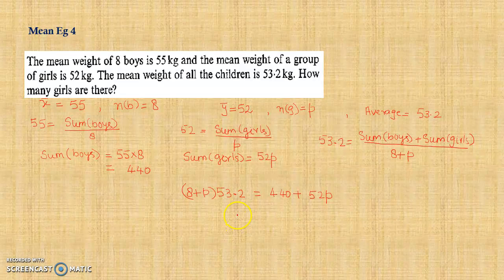When you solve this, we will finally come to a simple linear equation which gives us 14.4 over 1.2 and gives us the final value of P as 12. So which means we know that the total number of girls in the class is 12.